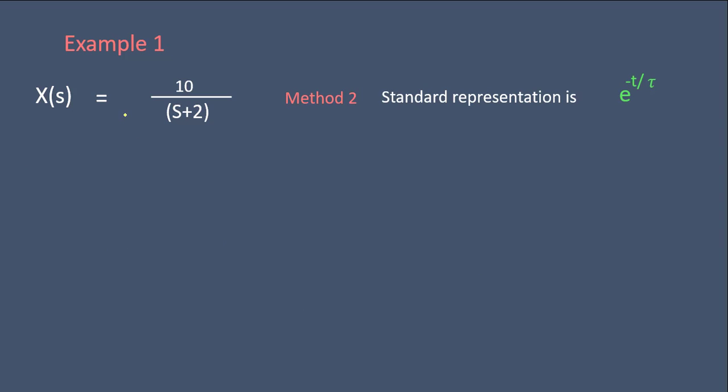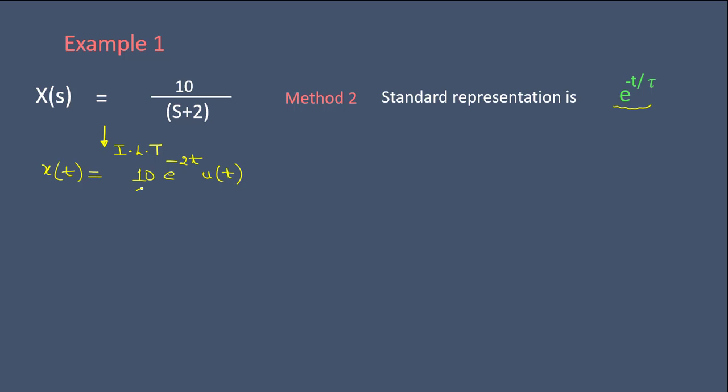Now let us consider the same example, but here we will use the standard representation method, that is, compare with e raised to minus t by tau. I have this X of s which is 10 upon s plus 2, and to get the equation x of t, I have to take the inverse Laplace transform. In our earlier lectures, we have already discussed how to find the inverse Laplace transform. So the inverse Laplace transform of 10 upon s plus 2 will be 10 e raised to minus 2t u of t.